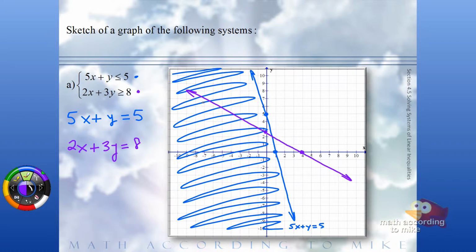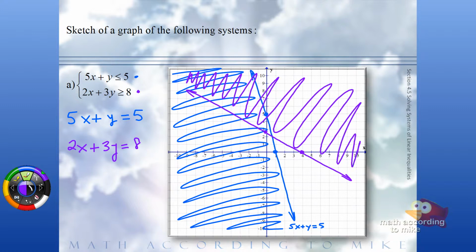Do I shade above or below? Above. Tell me why. If you pick 0, 0 again, which you totally can, 0, 0 is below the purple line. 0, 0 made it false, so we shade above the purple line. Your final answer is where they overlap. Always shade that the darkest. I'm going to make the purple line longer. There we go.